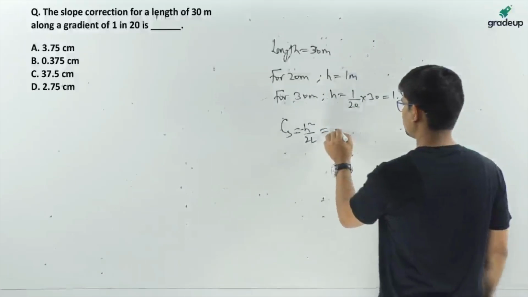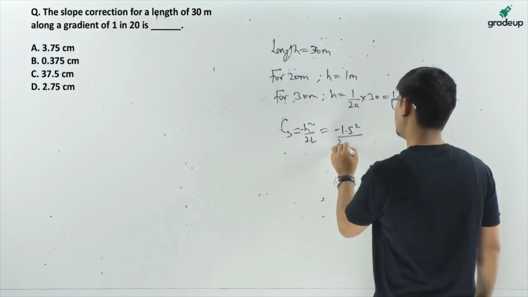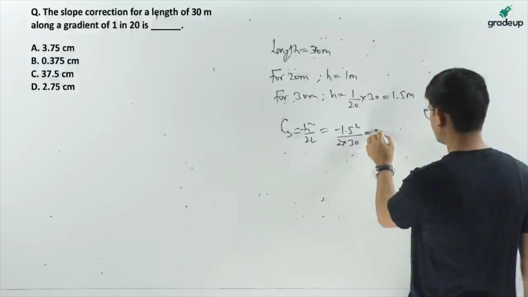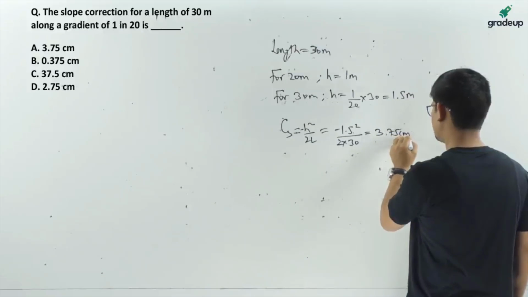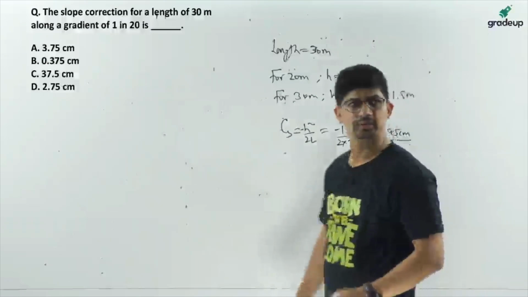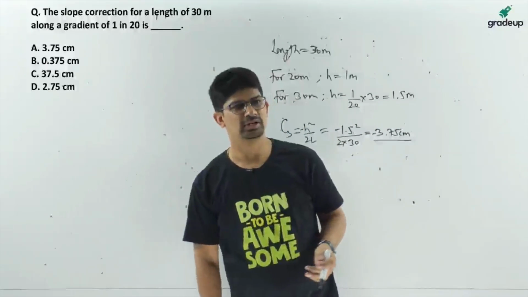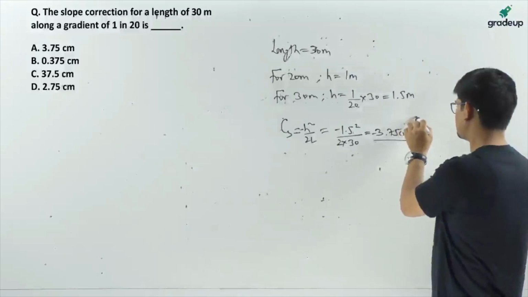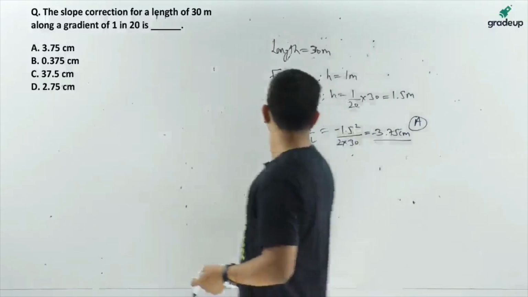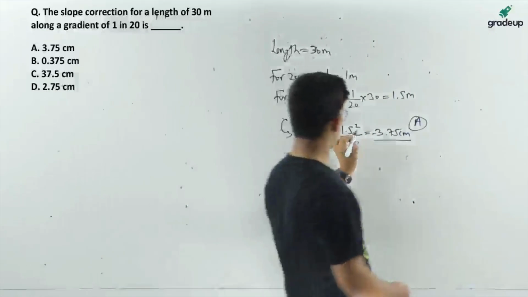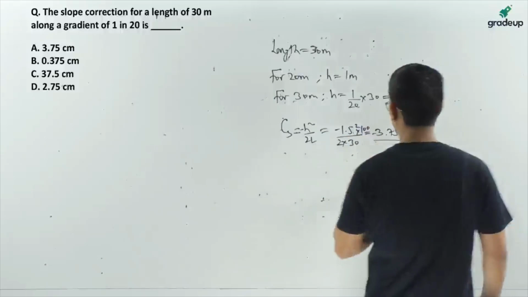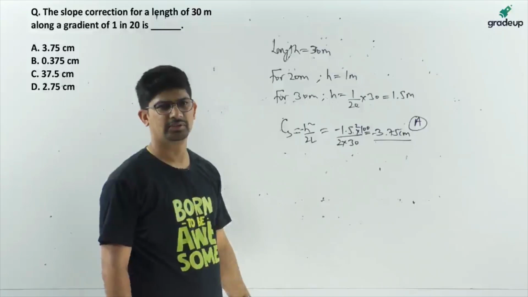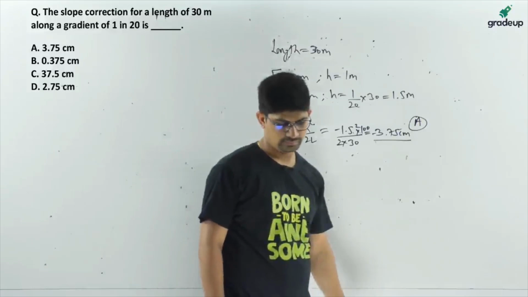So h is 1.5 square into 2 into 30, and that is equal to 3.75 centimeter in negative. The sign is immaterial here, because it is not mentioned in any option. The option which matches is A. Here it is coming in meters, so you have to multiply it by 100 to convert it into centimeters. So the answer will be 3.75 centimeters. So A is the correct option.